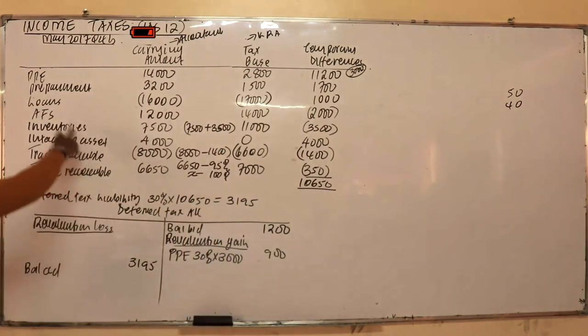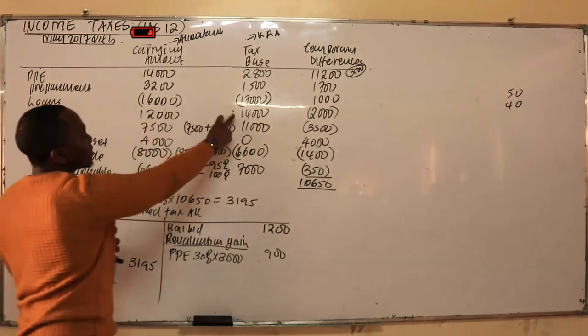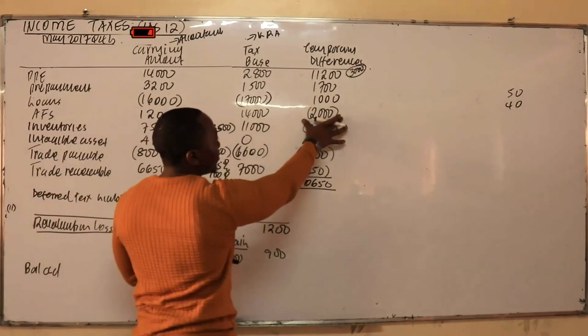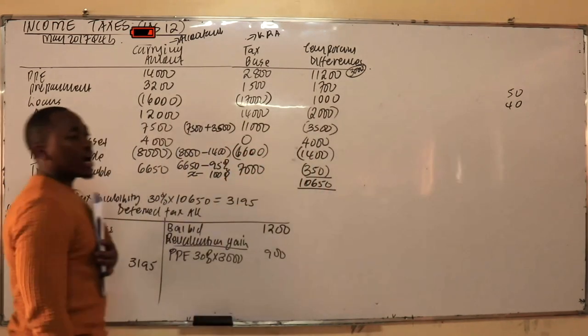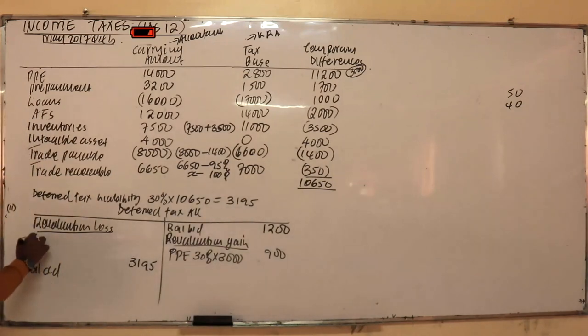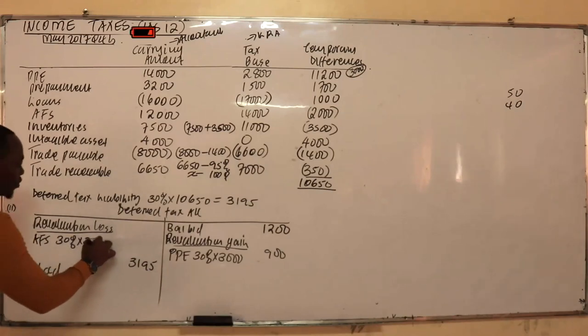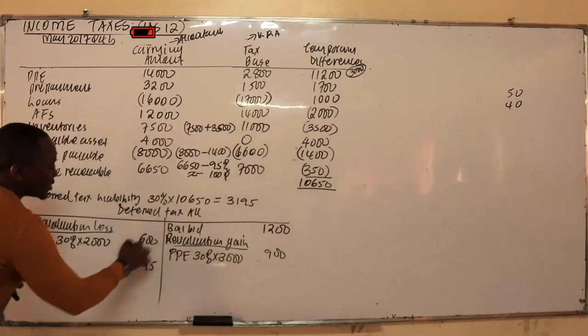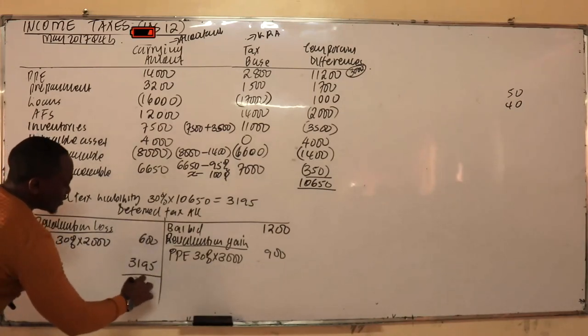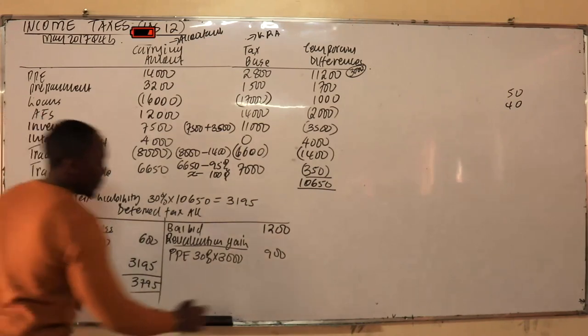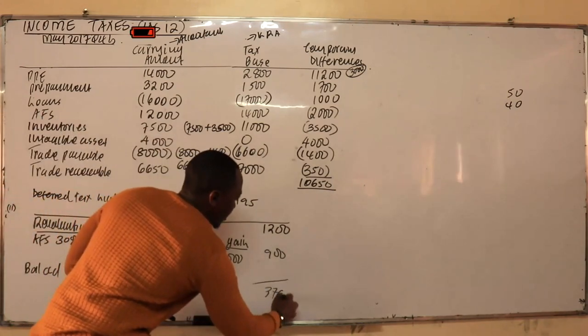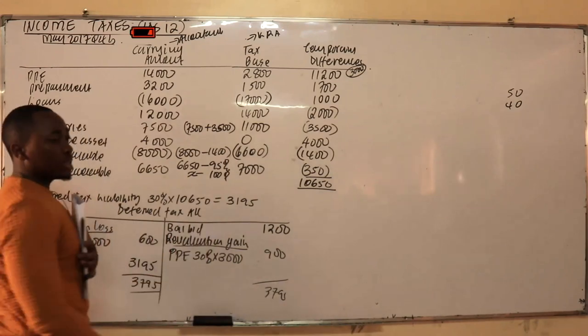Then we had AFS, available for sale. There was a deductible temporary difference. In short, there was a loss. So for available for sale, 30% of 2,000, you get an amount of 600. This side is more. You get 3,795. That's 3,795 minus 2,100.